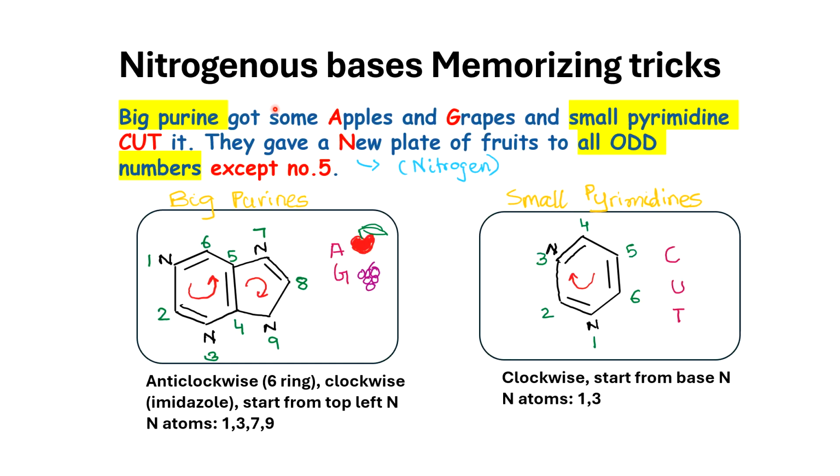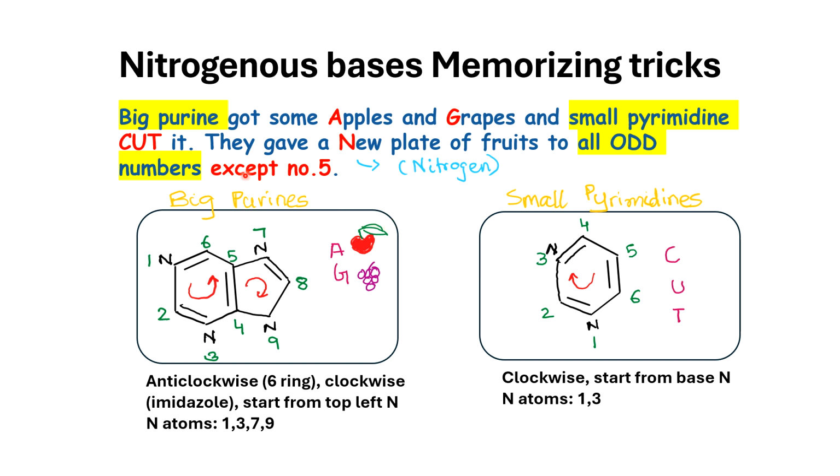Often it is seen that we face difficulty in remembering purine and pyrimidine structure as well as the examples. Let us find a simple mnemonic for it which can help us in that. Now if you see purine, the word is small compared to pyrimidine, but the structure of purine is big. So remember the mnemonic like this: big purine got some apples and grapes and small pyrimidine cut it. So apples is nothing but adenine and grapes is nothing but guanine and cut is cytosine, uracil, thymine. Clear?